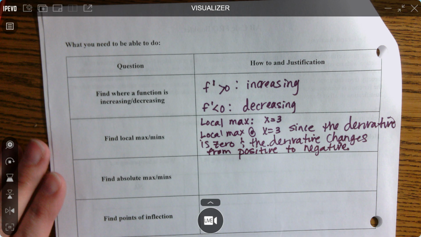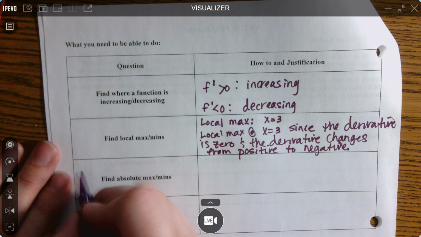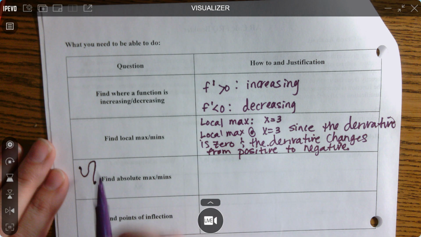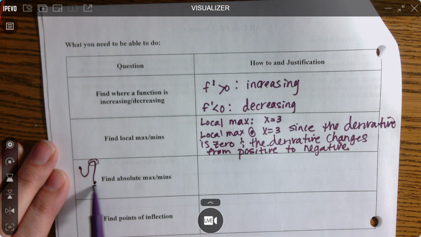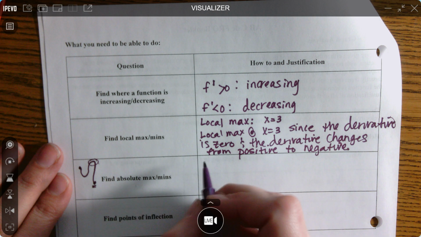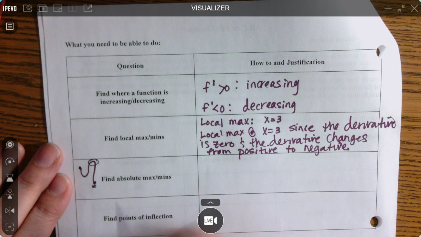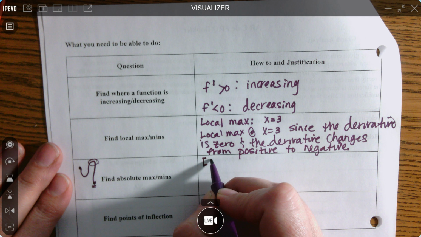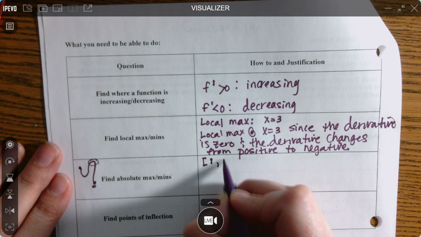For absolute maxes and mins, I like to draw a picture here. Remember, sometimes calculus will find us the absolute maxes and mins. So in this case, calculus would find us that absolute max, but the absolute min would be at an endpoint. And so if we only used calculus, we would be wrong because we would have identified that local min. So what we have to do is identify the endpoints. Let's make those up for a second. Let's say we're wondering what the absolute max and min is from 1 to 10.